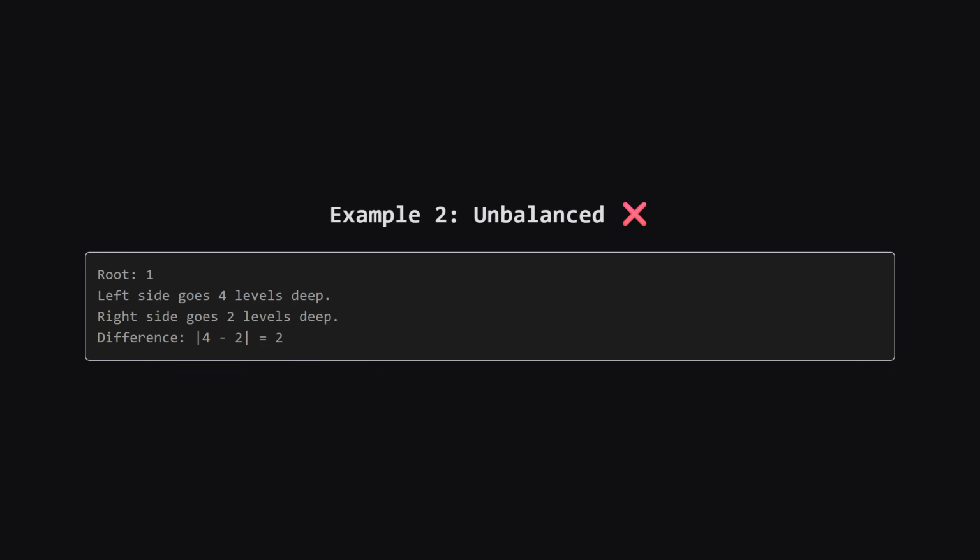Now look at this one. The left side is much heavier. It goes down 4 levels deep, while the right side only goes down 2 levels. That difference of 2 violates our rule. Even if the subtrees were balanced themselves, the gap at the top makes the whole thing unbalanced.